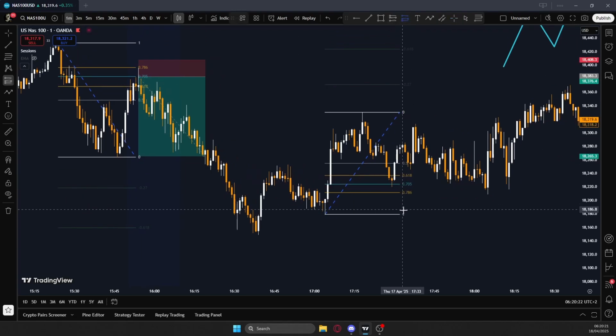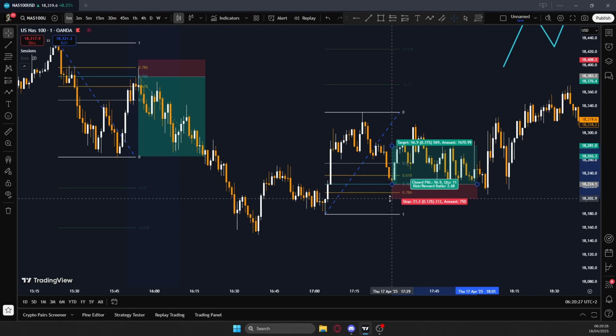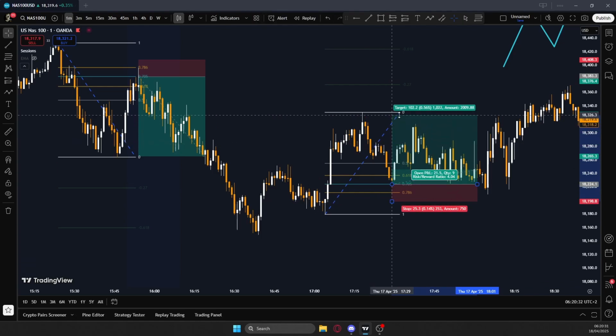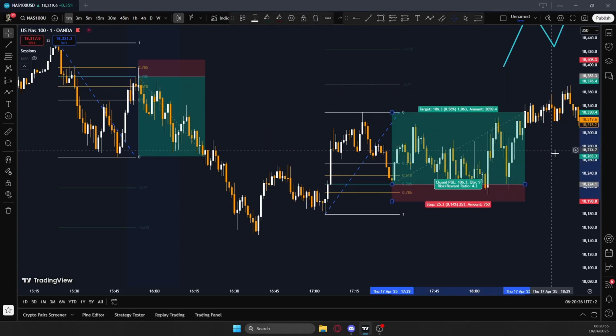If I were to place a position, like right here, put the stop loss below, I usually have at least a 25-point stop loss, so let's do that. And then we target the highs here. Then we just wait for that to play out, and we have another really, really nice trade.